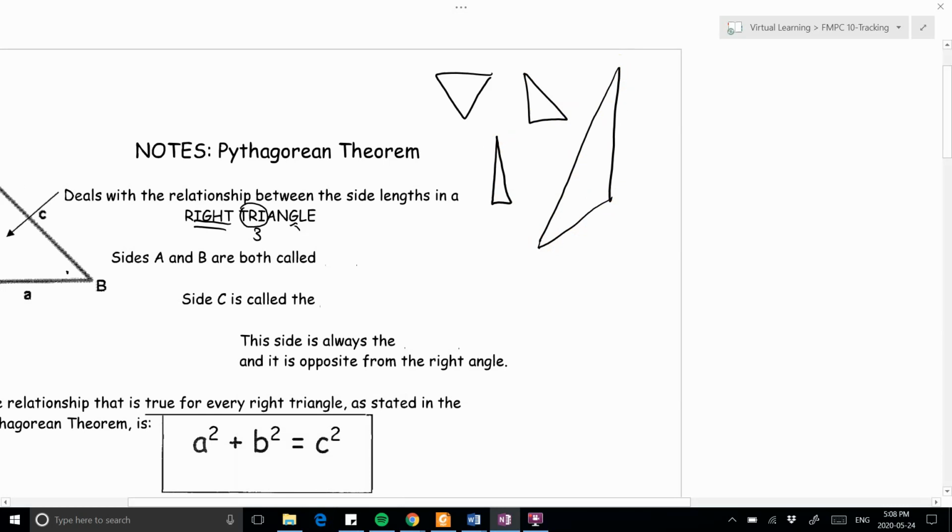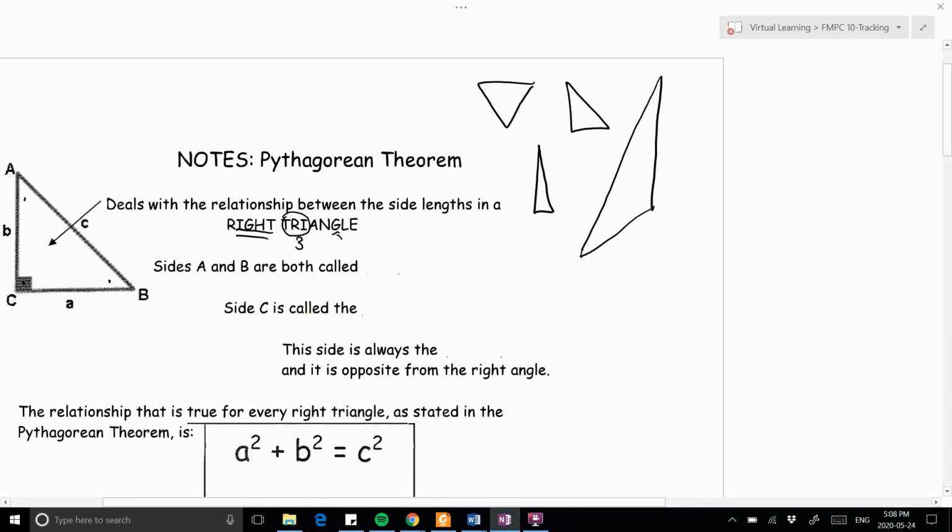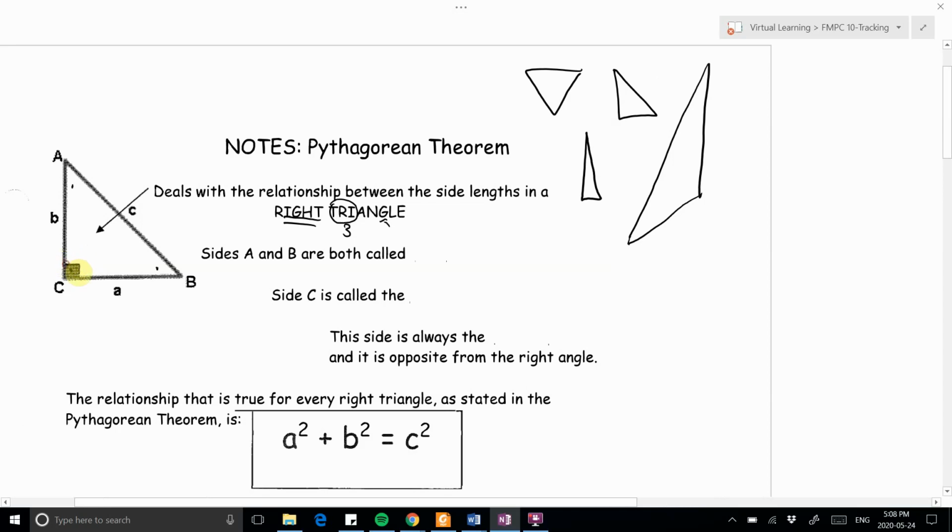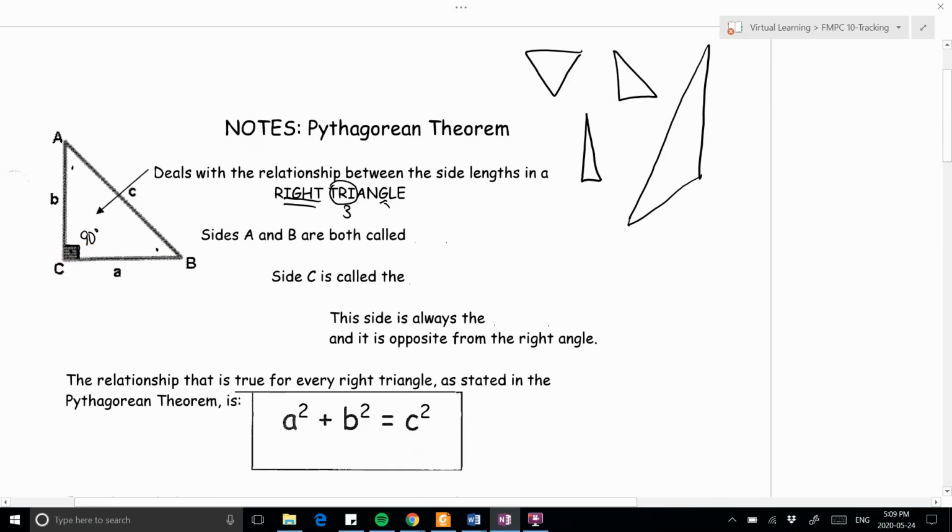The triangles that we are going to look at specifically are right ones. And what makes them special is this box in the corner. What this box tells us is that that angle is 90 degrees. It's what we would call a right angle. So all right angle triangles, or right triangles, contain that 90 degrees.